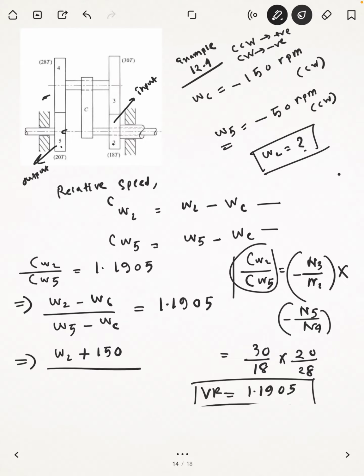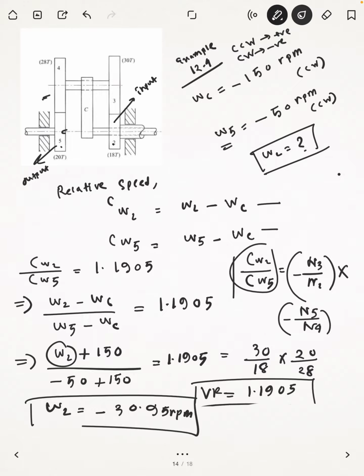And what is the value of omega 5? Omega 5 is given as 50 rpm, minus 50, minus omega c, which is plus 150, equals 1.1905. So from this equation, if you solve for omega 2, you're going to get omega 2 as minus 30.95 rpm. Okay, what should be its direction? We get a negative sign, so it should be clockwise. Clear? So that is how you need to solve the problems for the planetary gear train.